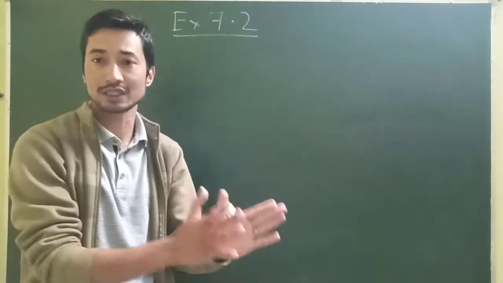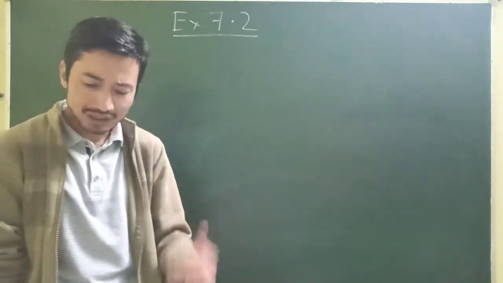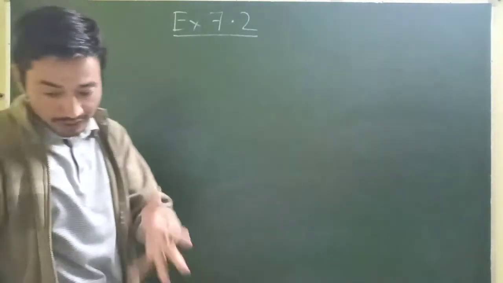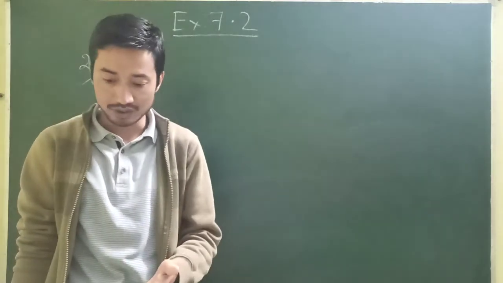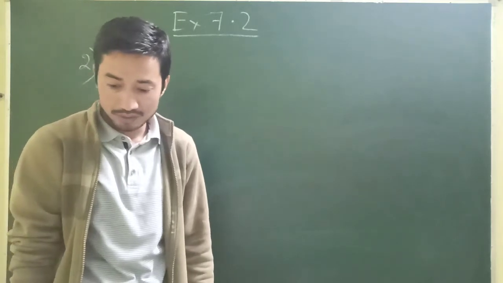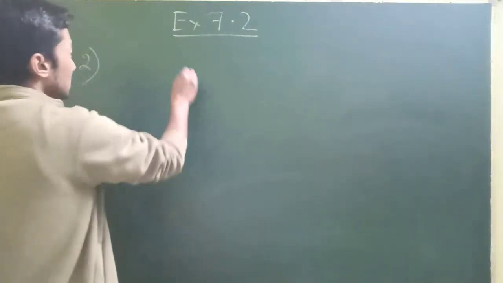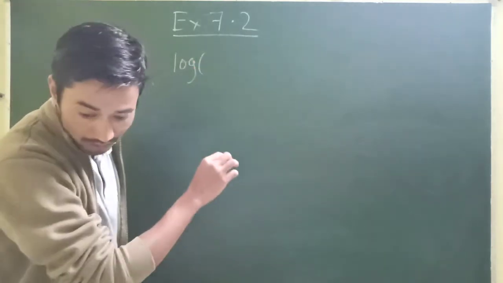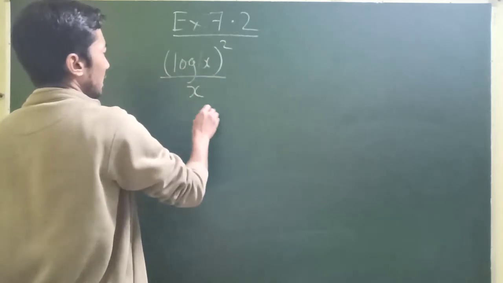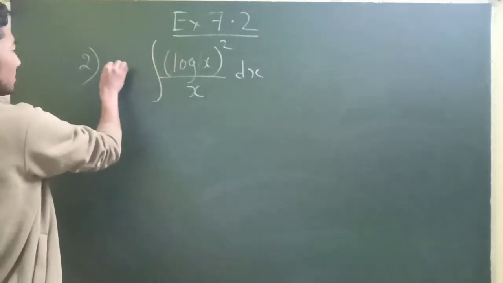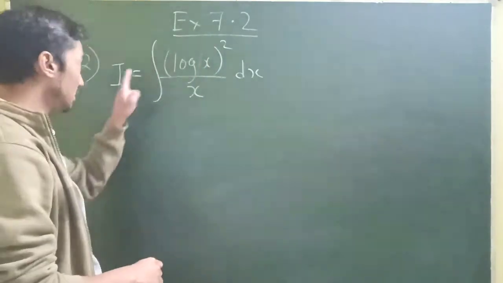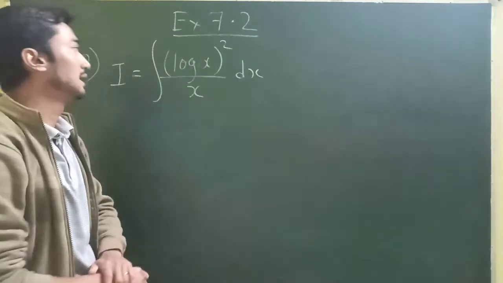The first part of exercise 7.2. Let's start with question number 2. The question says, integrate the given functions with respect to, of course, x. So our function is (log x) whole square upon x. So we will integrate this given function with respect to x. Important: I equals the integral of the given function with respect to x.